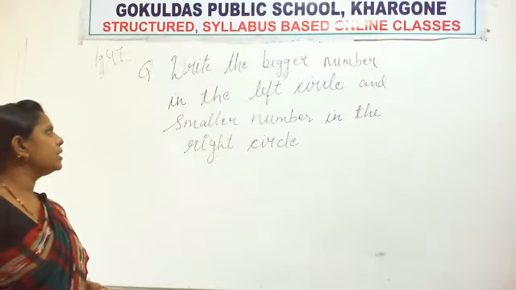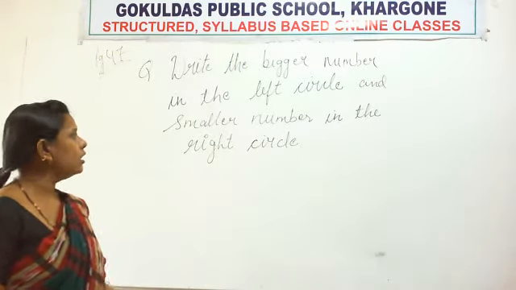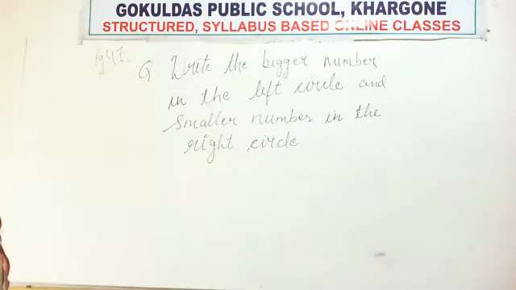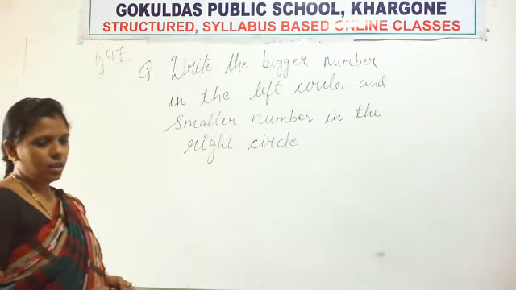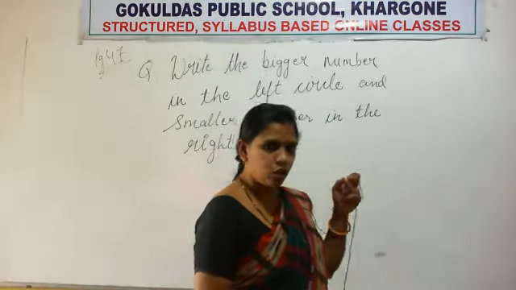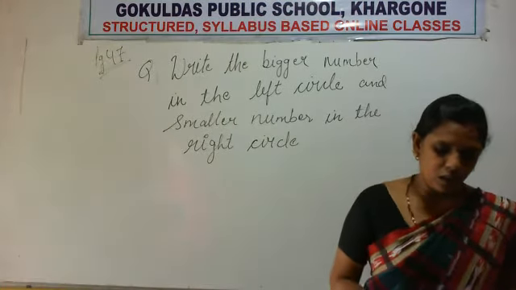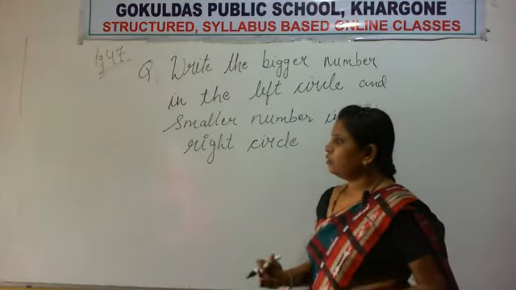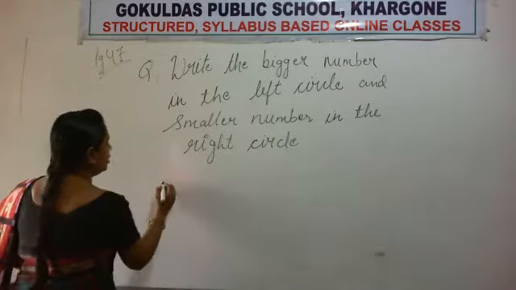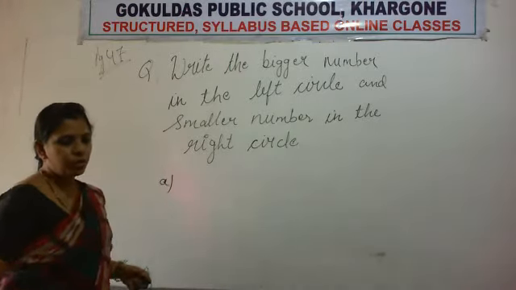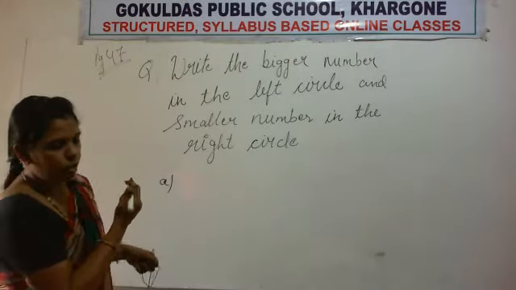Write the bigger number in the left circle and smaller number in the right circle. I hope you all have written the question, copied the question from the board. Now, first question A is already done for you. So, what is the question here?